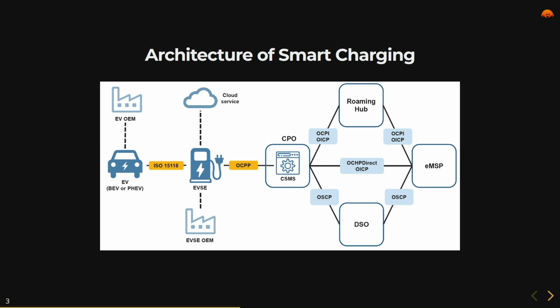So the architecture of a smart charging system can vary depending upon the specific implementation and requirements. Different vendors or organizations may have their own variations and additional features based on their technological capabilities or objectives.